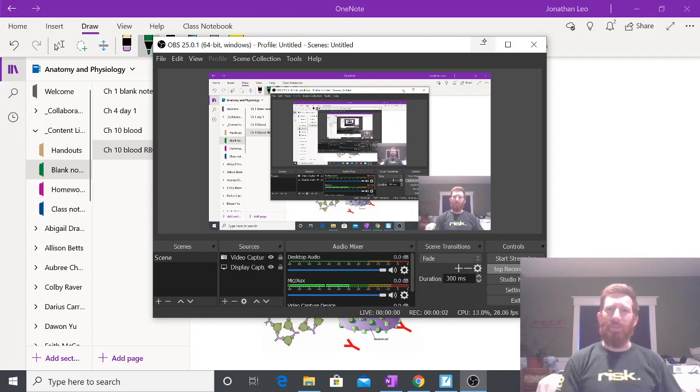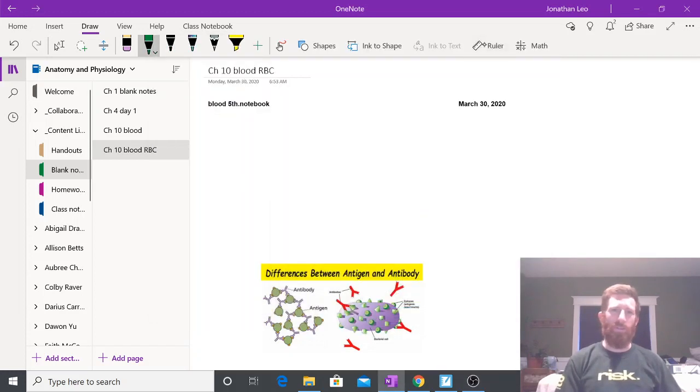Welcome back, fellow scientists. All right, so we are still in chapter 10. We're moving on from white blood cells and platelets and our overview that we did last time into red blood cells. As you can see in OneNote, I have put a blank copy under Content Library, blank notes, and then I also pushed it out to your notebook under handouts.